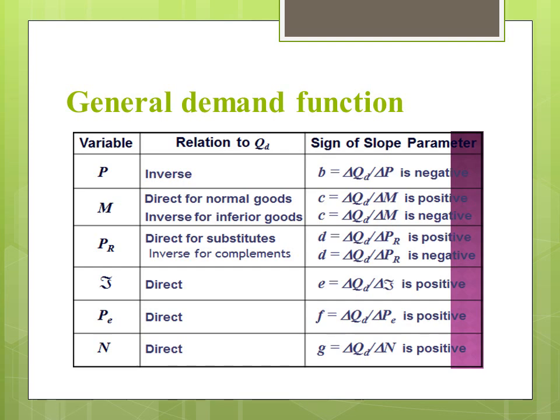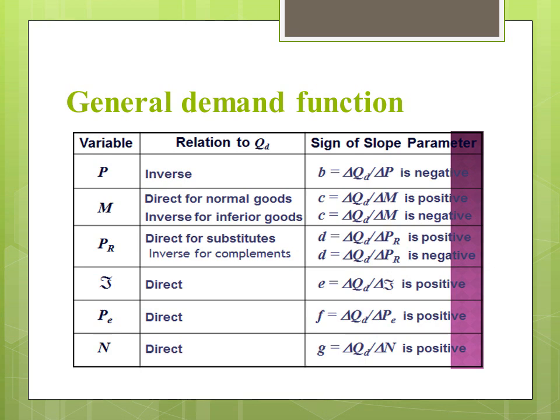So for the price of related goods, for substitute goods the relation is direct, and for the price of related goods like complements, the relation is inverse.